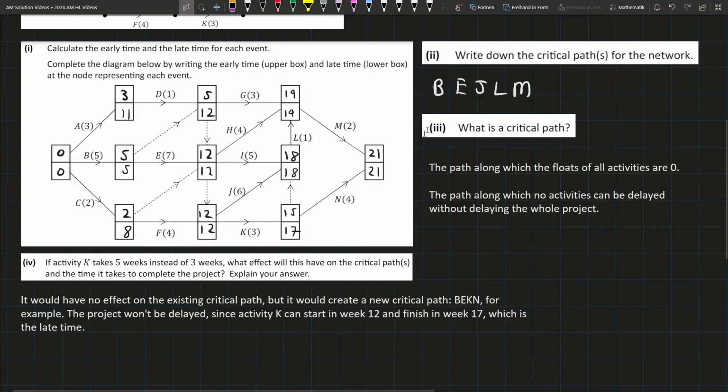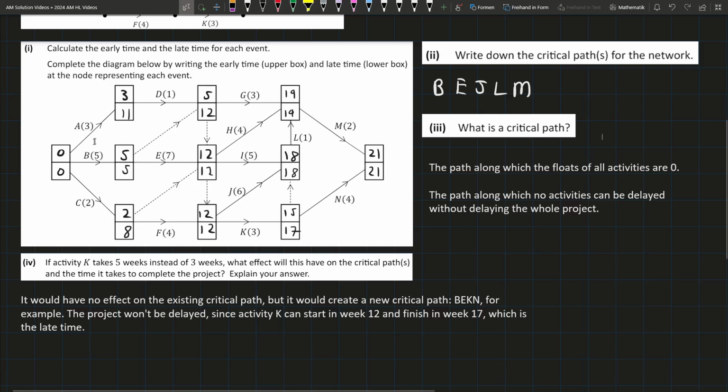So then for the last 2 parts, they're kind of theory, so I just typed out answers. So what is a critical path? A critical path, just say something like this will work. It's the path along which all the floats of all the activities are 0. So float basically just means how much leeway do you have, or how much can you delay the activity.